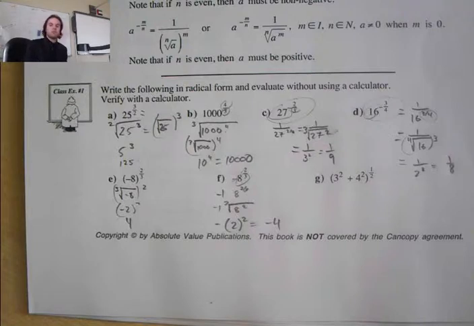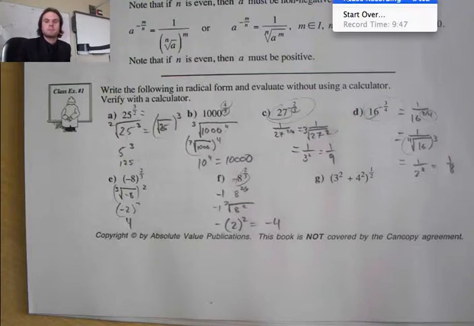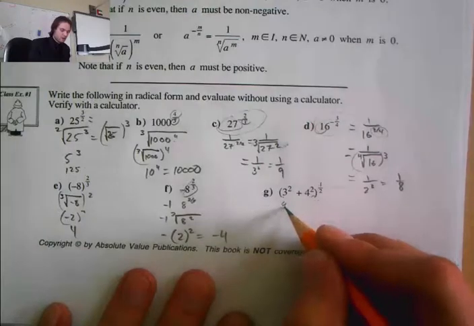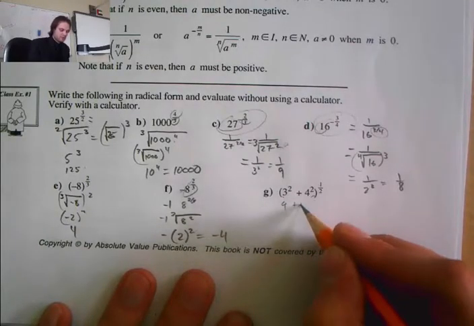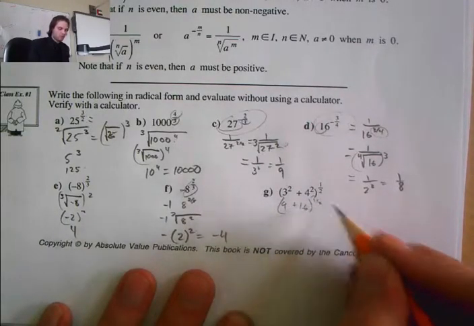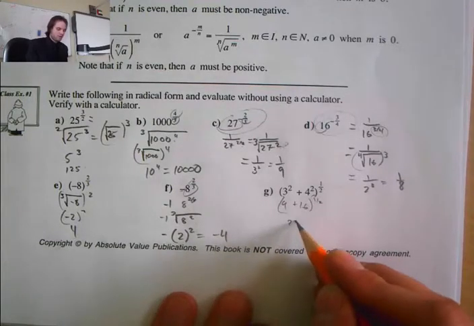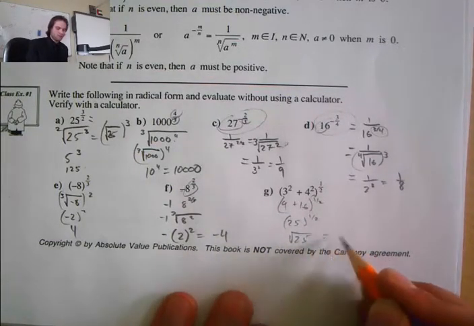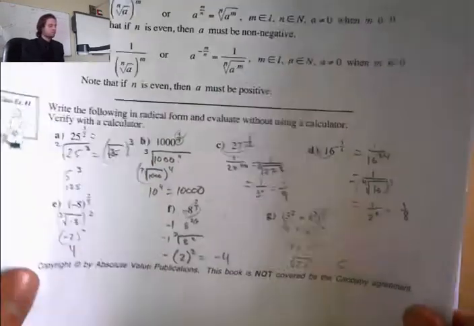Now let's take a look at this last one. Well, we must follow BEDMAS, so we're going to do our brackets first. In the brackets we have 3 squared is 9, plus 4 squared is 16, all to the power of 1 over 2. That's 25 to the power of 1 over 2, which is the square root of 25, which is equal to 5. And we are done.